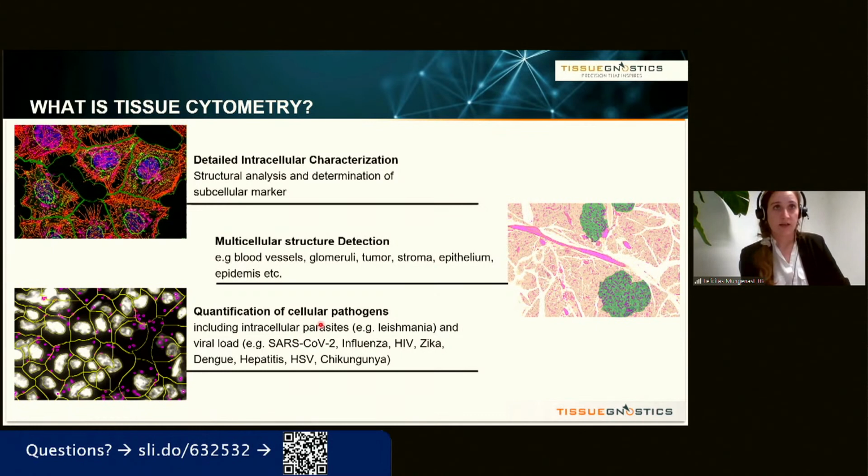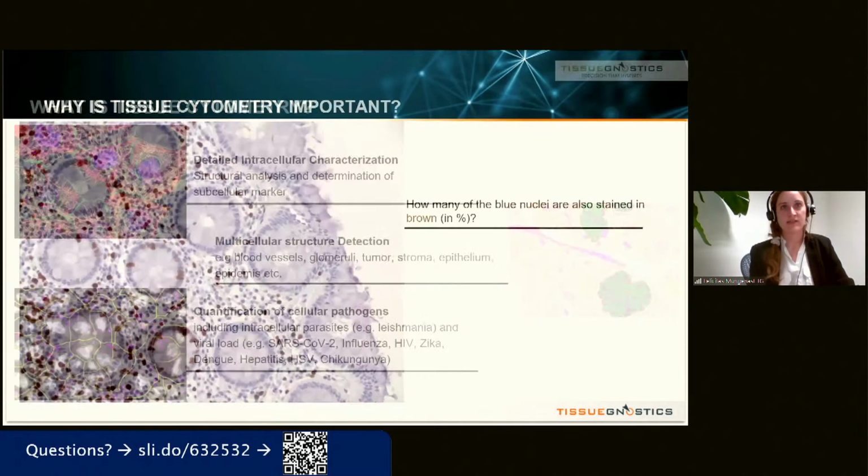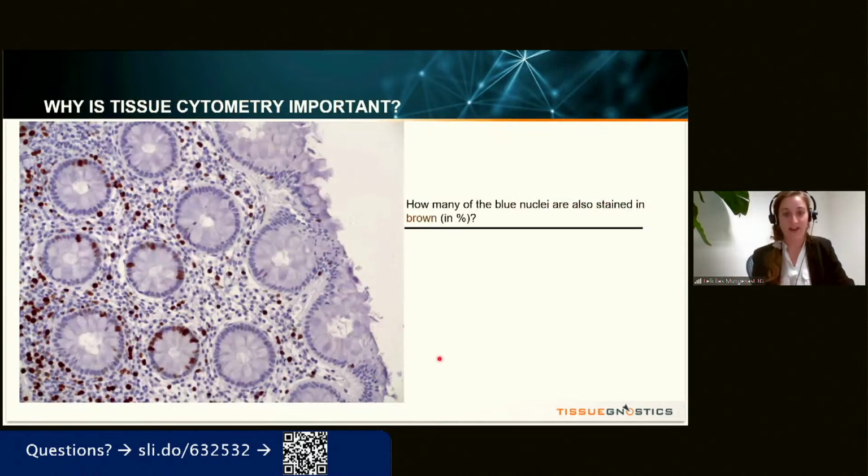For multi-cellular structure detection, for instance, detection, identification or analysis of blood vessels, glomeruli, tumor, stroma, epithelium, epidermis, whatever you can think of, basically. For the quantification of cellular pathogens, for instance, including intracellular parasites like leishmaniasis or viral load. Researchers also performed studies with COVID-infected cells using our tissue cytometry platform, HIV, Zika. So as you can see, the application fields are rather wide.